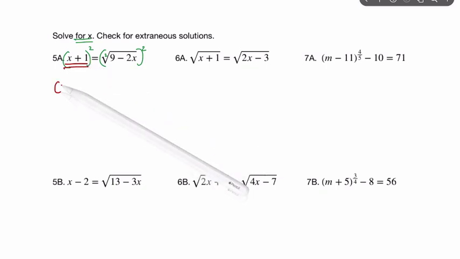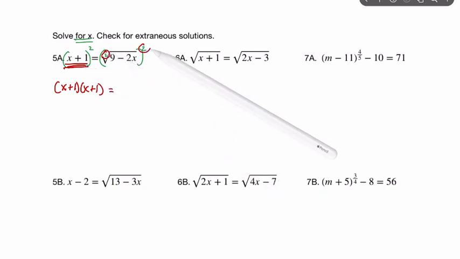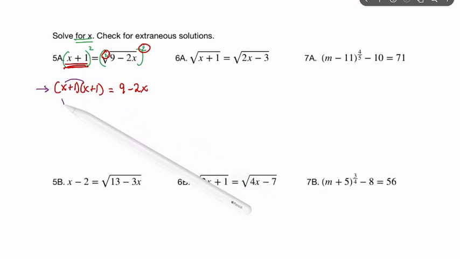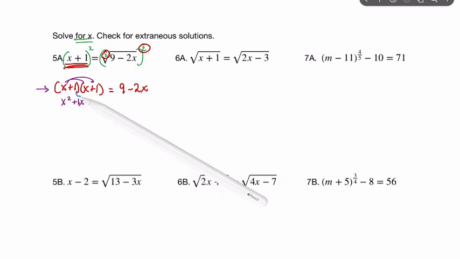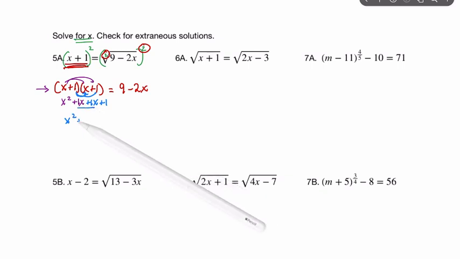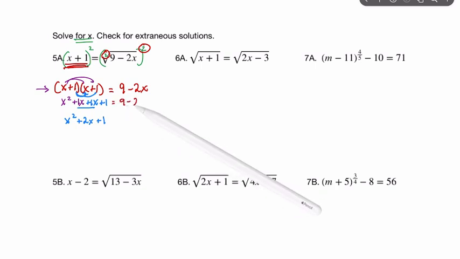And this guy now is x plus 1 times x plus 1. We squared the side, which means take the side times itself. And on this side, when we do that, these 2's just end up canceling, and we end up with 9 minus 2x. So let's multiply this guy out here, just doing our distributing there. 1 times x, or x times 1, then 1 times x here, 1 times 1 there, giving us a total of x squared. There's 2 x's in the middle, plus 1. Equals 9 minus 2x.